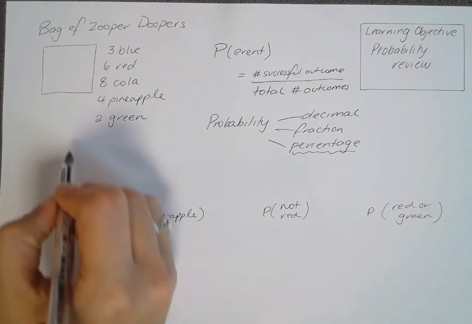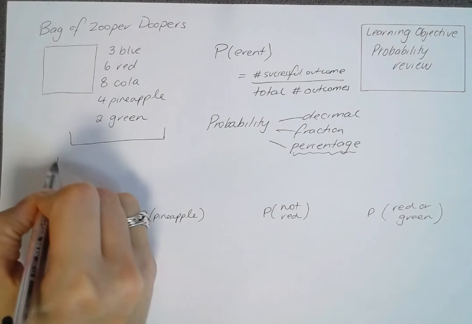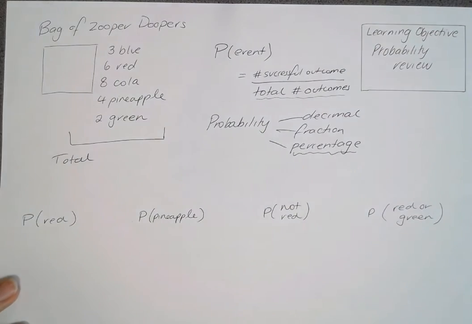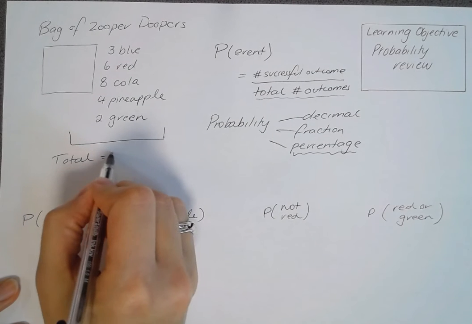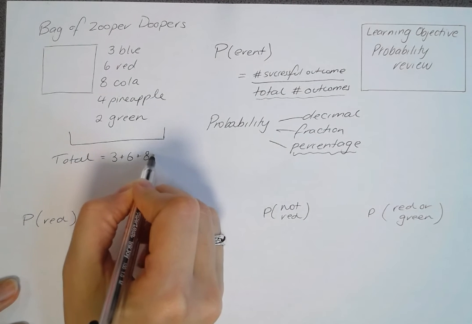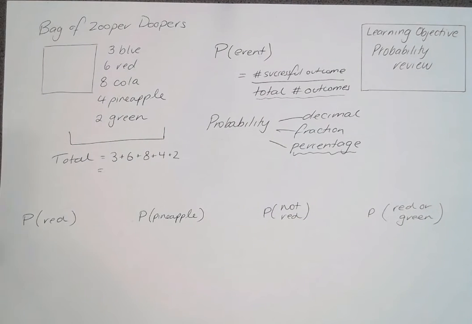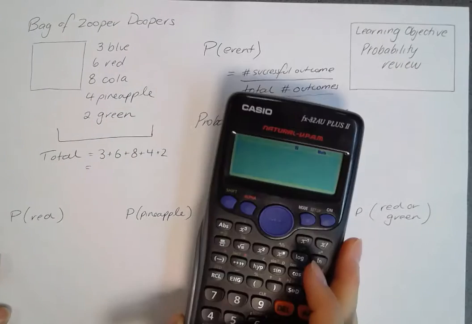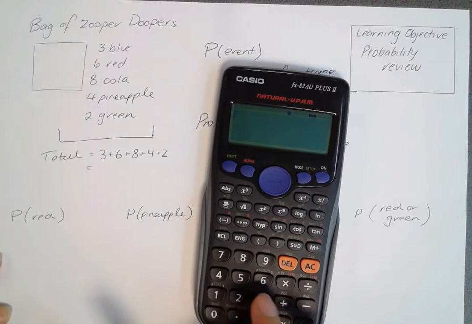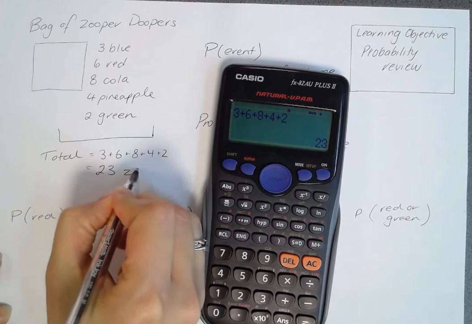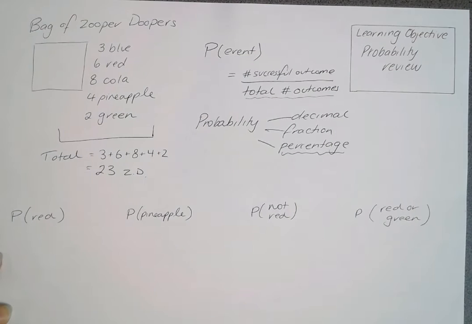First of all, we need to total them up to figure out how many we have, because it's really important, because we're going to need it every single time. So our total will be 3 plus 6 plus 8 plus 4 plus 2, because that's how many are actually in the packet. I don't care if you use a calculator every time. So 3 plus 6 plus 8 plus 4 plus 2 gives us a total of 23 Zooper Doopers. That's how many we have.